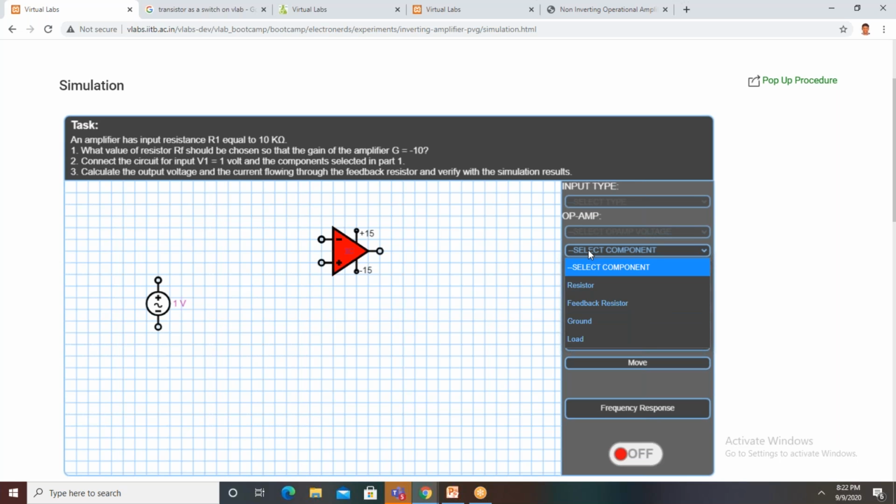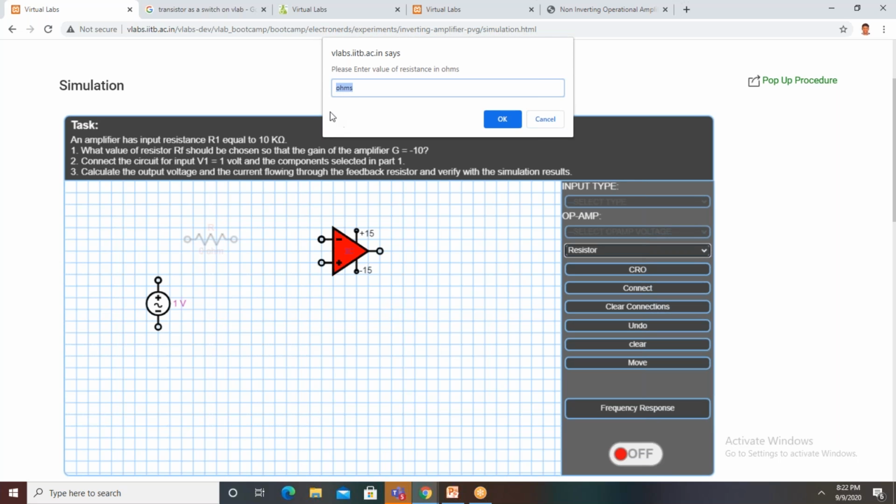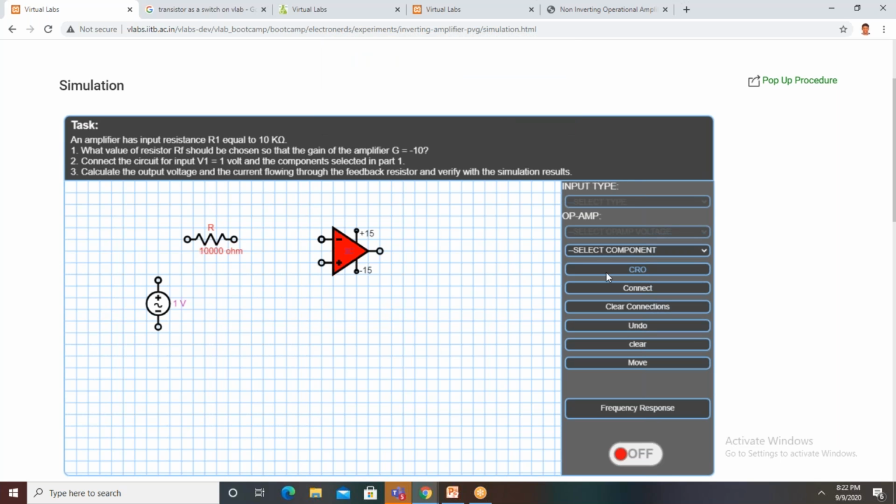Okay. So then place ground here. Then place the load also. The load value is an inbuilt value. So like that we can make the connection, sir. We can drag the components and we can place the components. And to make the connections between the components, CRO is also available. You click on CRO and you place it here.